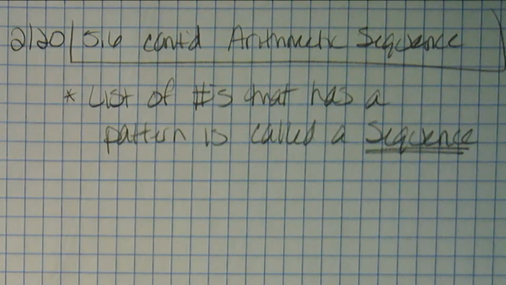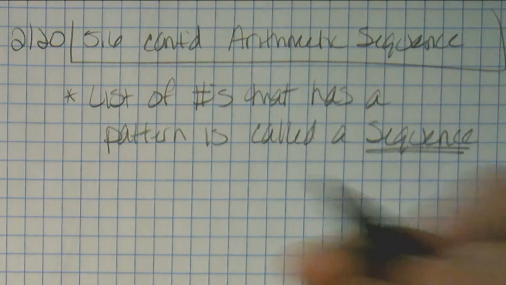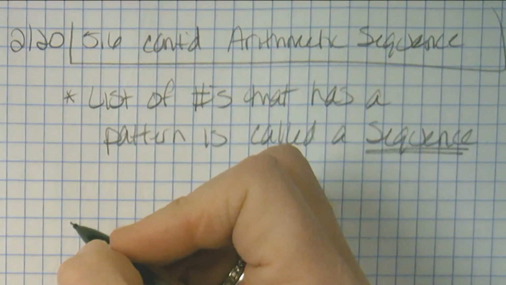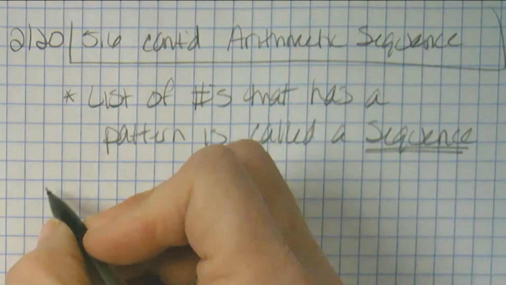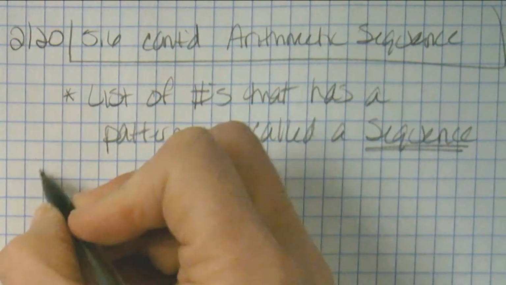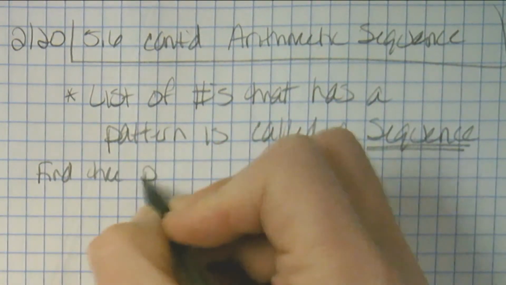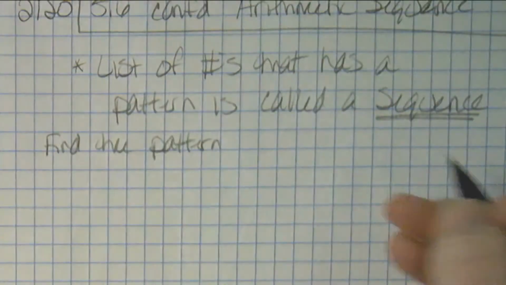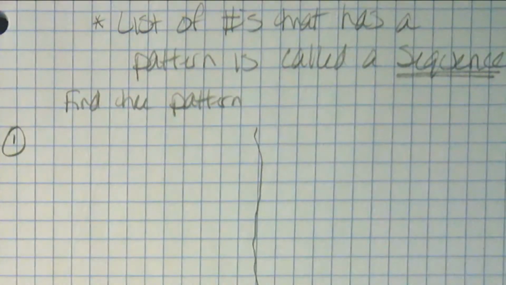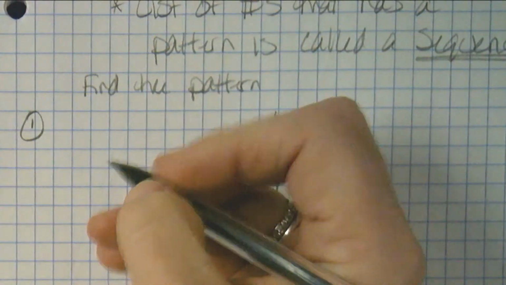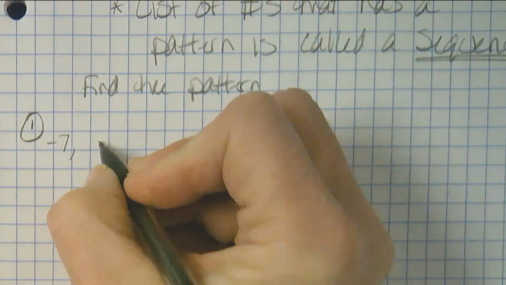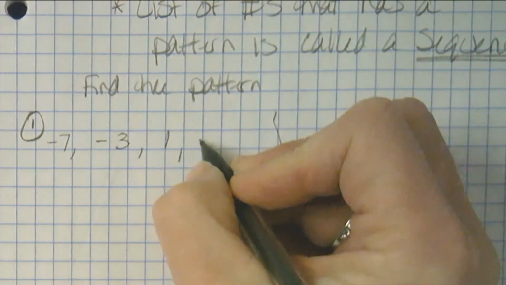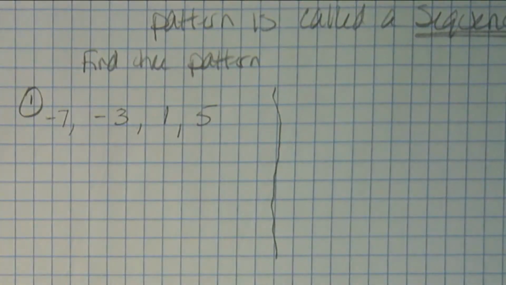So let's take a look at these two sequences. What I want you to do is find the pattern. That's all I'm looking for you to do on these two sequences. So I'm going to split my page because I want to compare these. So here is my first one: -7, -3, 1, and 5. So I want you to do the pattern work that we did last night, and I just want you to find the pattern that's happening on this table. That's it.